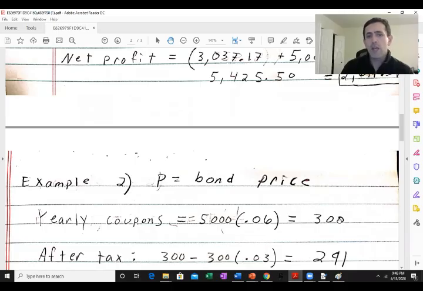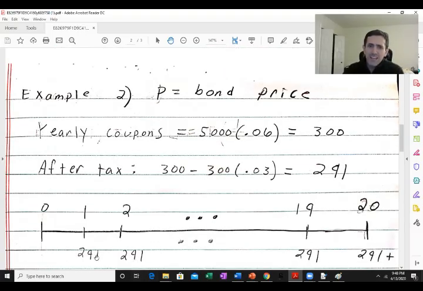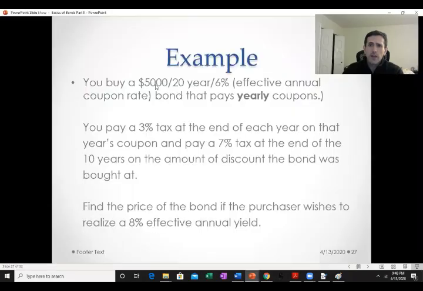You pay a 3% tax on this 300 every year. So your after-tax amount at the end of each year is 300 minus 9, which is 291. So the timeline is as follows. You're getting 291 at the end of each year, your after-tax payments from the coupons. You're getting your face value back at maturity, which is at the end of 20 years. So that's 5,000.